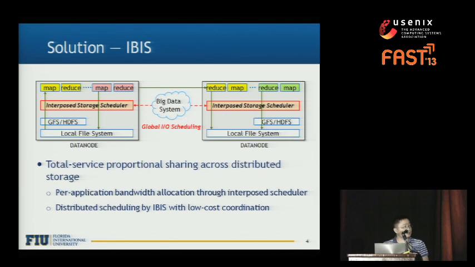We propose IBIS, the Interposed Big Data I/O Scheduler, which intercepts the I/O activities between the map or reduce tasks and the lower-end file system, namely the distributed file system or the local file system. We hope to enforce total service proportional sharing across the distributed storage. We do this by using per-application bandwidth allocation through the interposed scheduler. And we apply distributed scheduling by IBIS with low-cost coordination. Because in this distributed file system, not only should we respect the contention on each local node, but we also need to respect that there are contentions of a different extent at the higher job level.